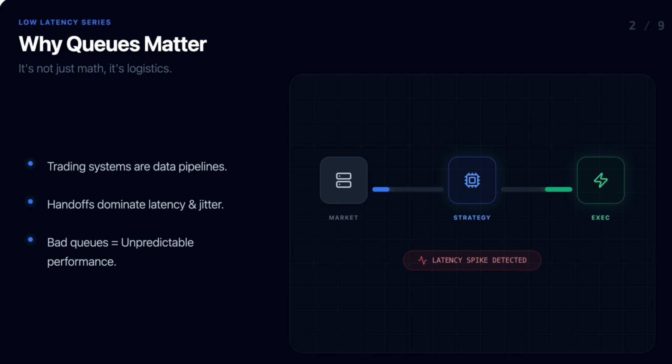Okay, so let's start by answering a basic question. Why do queues matter? When people think about trading systems, they usually think about math, models, or signals. But in practice, most trading systems spend far more time moving data between components. As you can see in this short animation, there are different components like market, where the data comes in, and there is the strategy component, where the data from the market component comes and is processed further to generate the signals, and then it's passed on for execution. So each handoff between these stages adds latency and jitter, and those handoffs are mostly implemented with queues. That's why queue design ends up mattering far more than people expect.